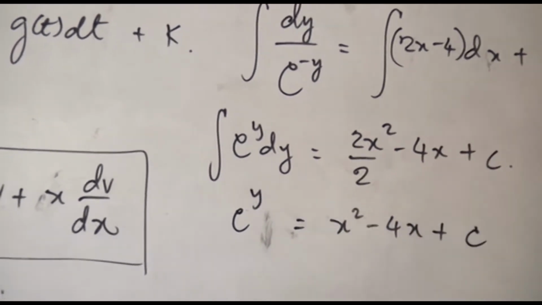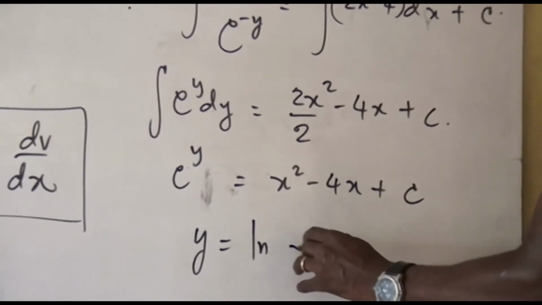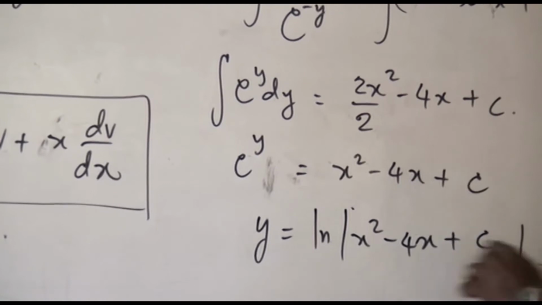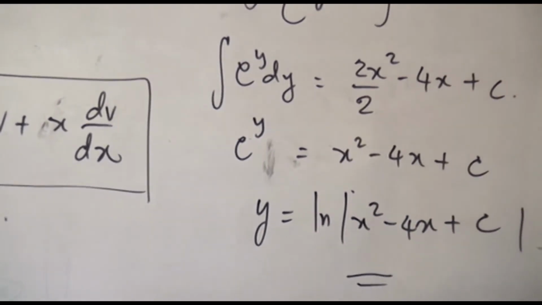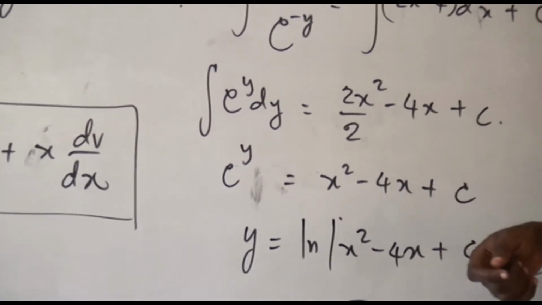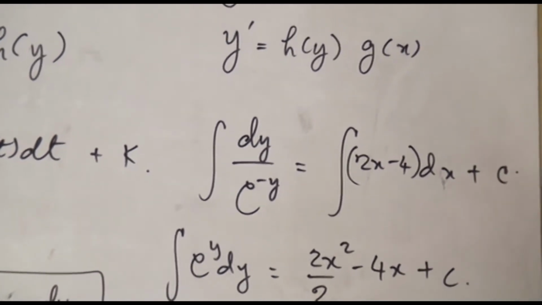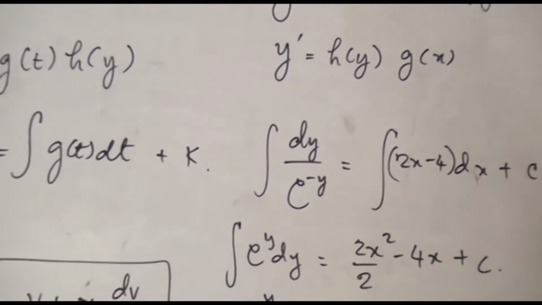You can also write the function as y equals the natural log of x squared minus 4x plus c. So this is more like the very answer, very simple. I'm going to bring a question in the next part, which is the last part of first order differential equations, a part that is not separable, but we can check for homogeneity and solve in a simpler way.